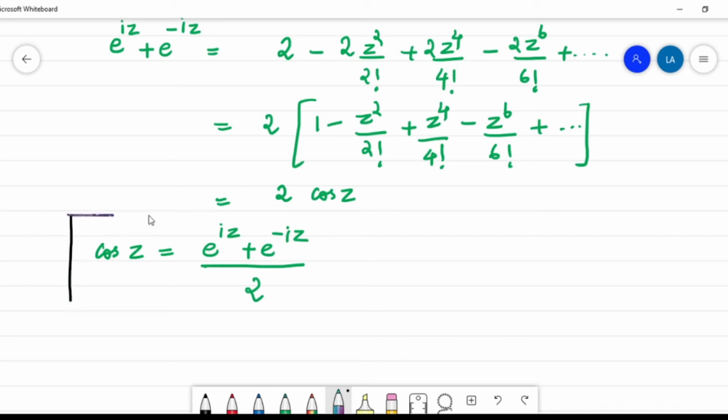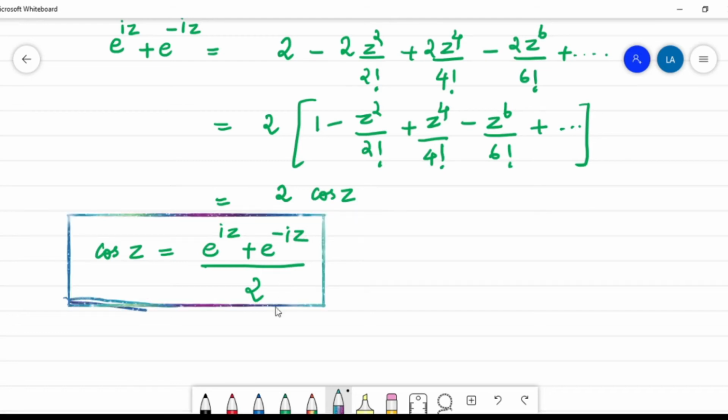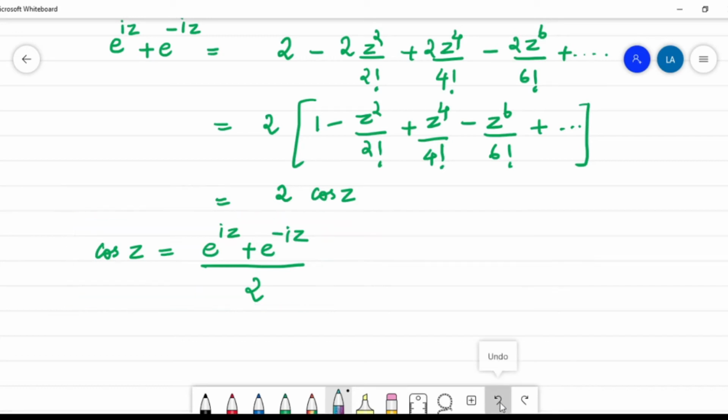So this is another important property which connects both cos z and the exponential function.